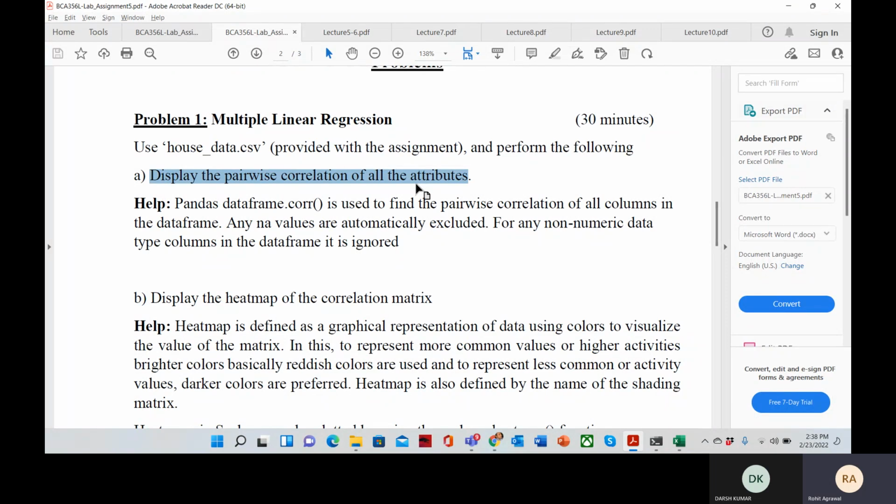For this, we just need to use .corr. I will show you the documentation if you want to see. It is used to find the pairwise correlation of all the columns in the data frame. That means our house data. So we have read our house data using a pandas data frame.